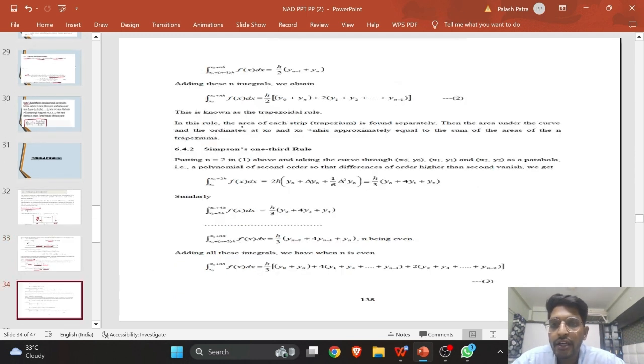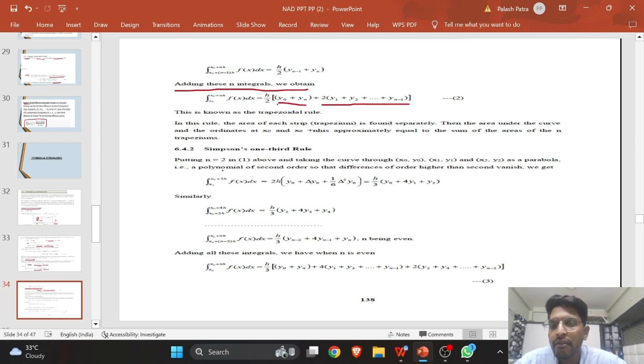Adding and summing up these integrals, we get the formula of the trapezoidal rule, which is equal to h/2 [y0 + yn + 2(y1 + y2 and up to yn-1)]. This can also be remembered as h/2 multiplied by the sum of the first and the last terms, and two times the sum of all the remaining terms. This is known as the trapezoidal rule.